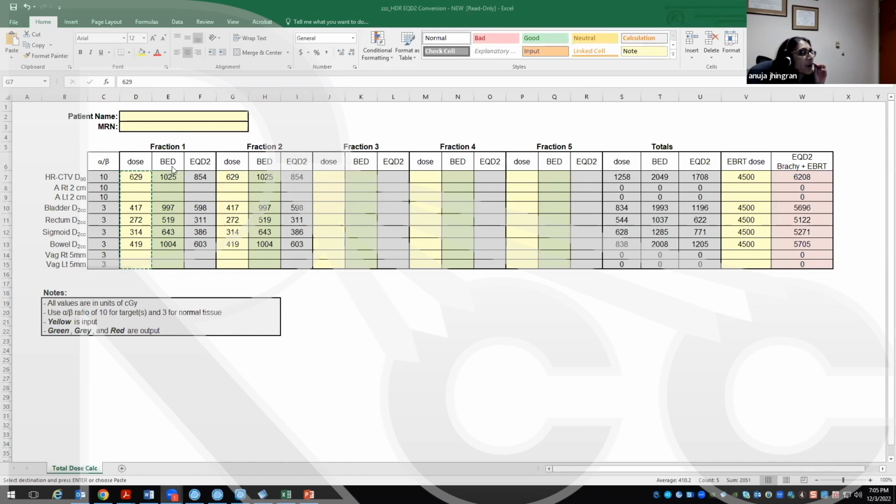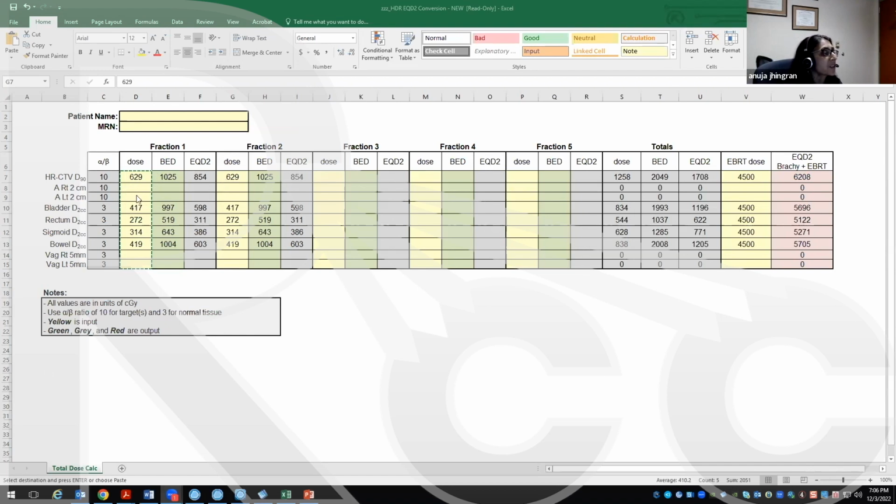Okay. So this is her first fraction. We got 629 for our HRCTV. We got 417 for the bladder, 278 for the sigmoid. The rectum is 314 and 419 for the bowel. So what you should do is, we've only done one fraction, but we will do 5 fractions for her, right? So just to know that we are in the right ballpark, we will copy and paste for the next 5 to see where we are.